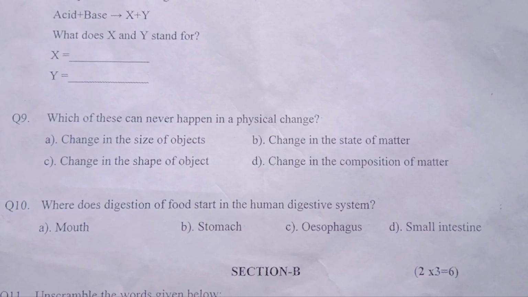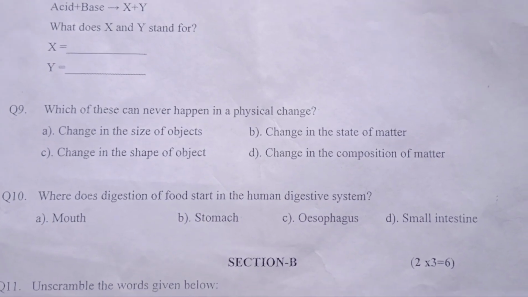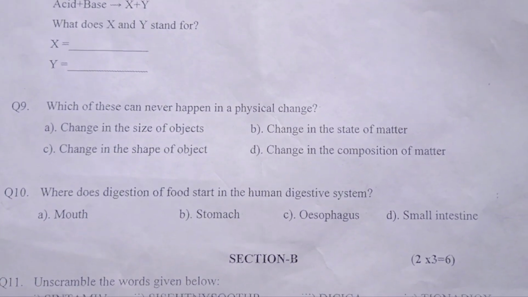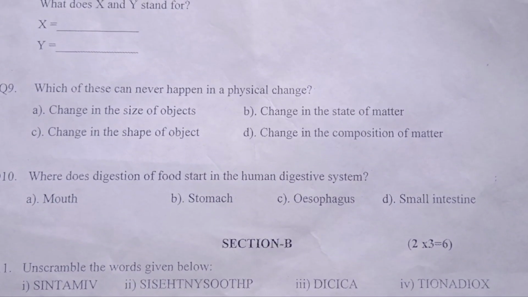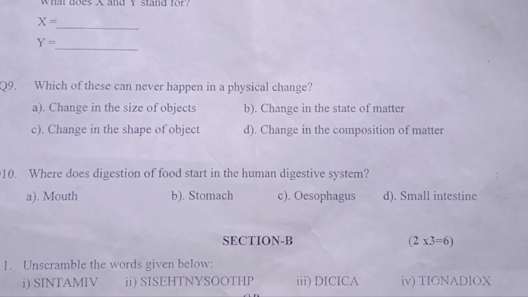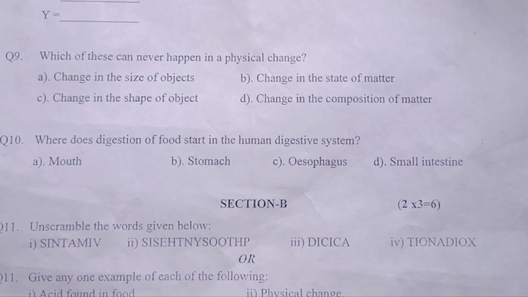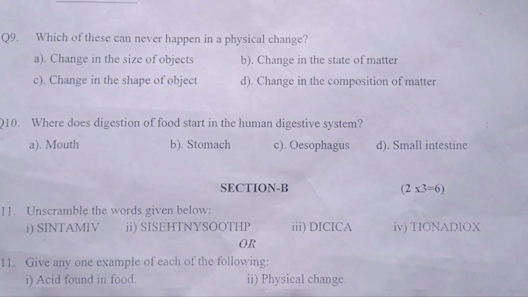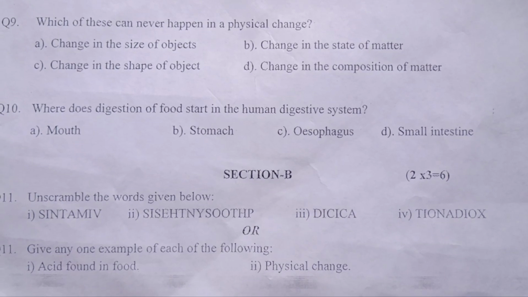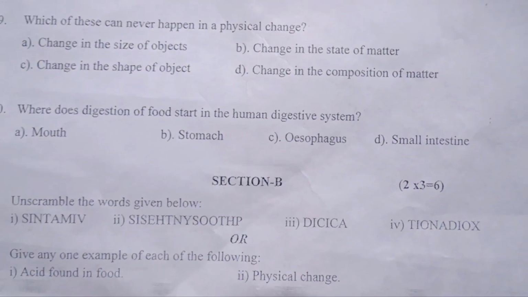Now we come to section B. 2 marks each, 3 questions. Unscramble the words given below. These are some jumbled letters. You have to unscramble them, and there is a choice with this question. Give any one example of each: acid found in food, and second one is physical change. So there is a choice in this question.